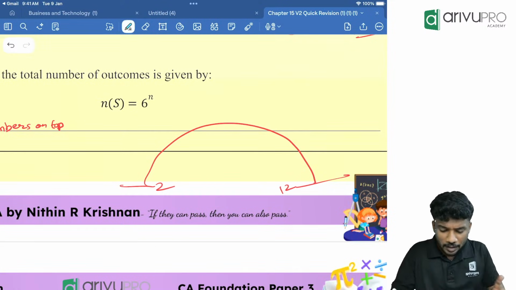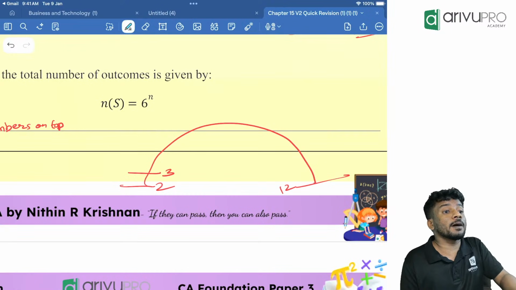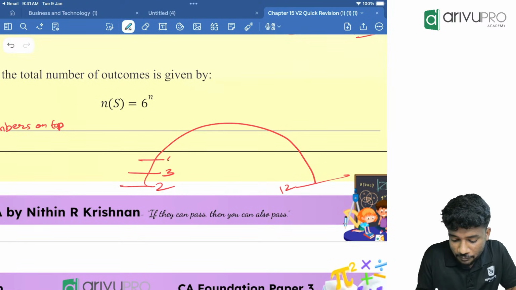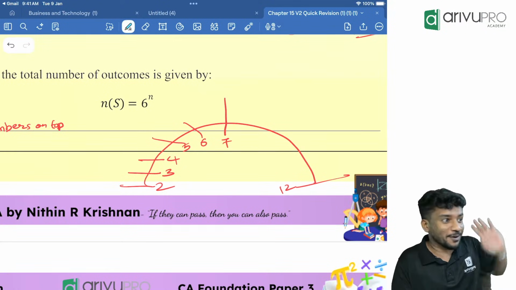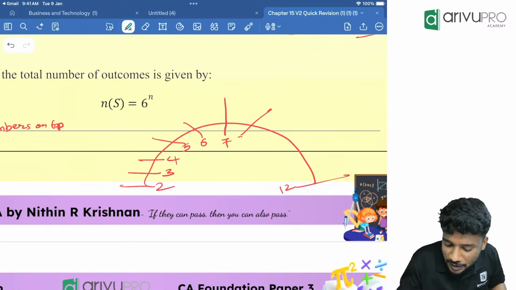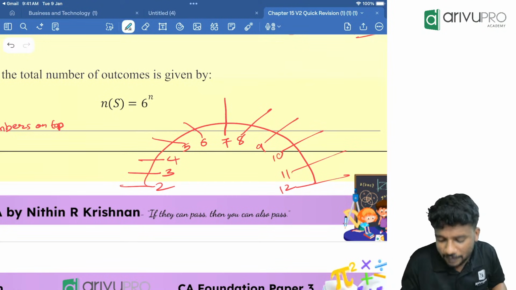Remember this. Now another possibility will be what? 3. 1, 2 and 2, 1 will give 3. Then 4. Then 5. Then 6. We will always write 7 in the middle. You know the shortcut. We already learned. Then 8. Then 9. Then 10. Then 11.